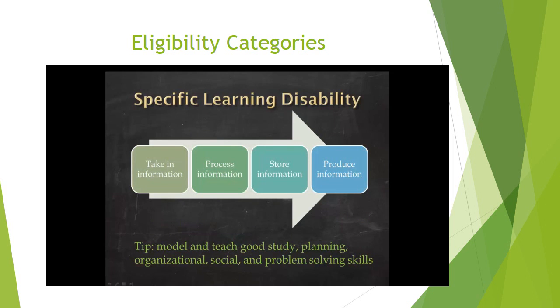Specific learning disability describes difficulties in one or more of the areas of the learning process pictured here. Students with learning disabilities may have difficulty with grade-level reading, math, comprehension, or expression. A learning disability will also affect a student's ability to study, plan, organize, and problem solve. As a result, some students struggle with self-esteem and social interaction.